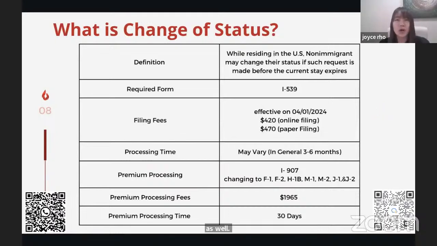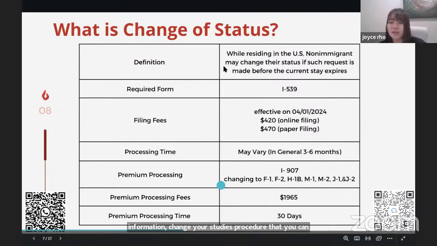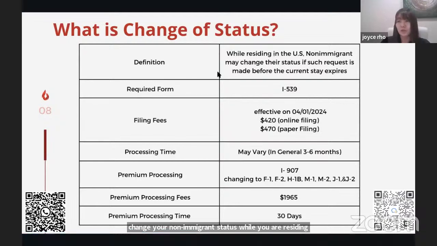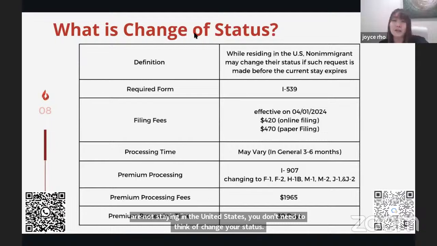So this is a chart that I'm sharing with everyone, and I need to talk about the change of status. I know that you guys have brief knowledge about change of status, but to briefly go over this information, change of status is a procedure that you can use to change your non-immigrant status while you're residing in the United States. So if you are traveling outside of the United States, or if you are not staying in the United States, you don't need to think of change of status. Change of status is something that you can do while you're residing here.